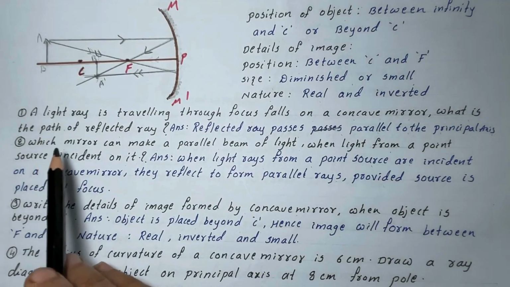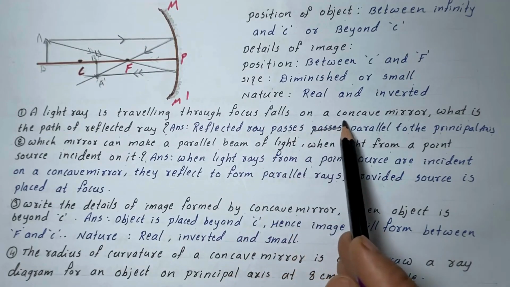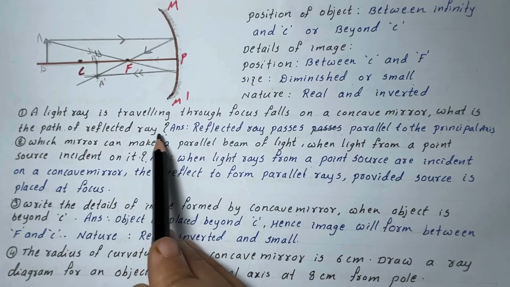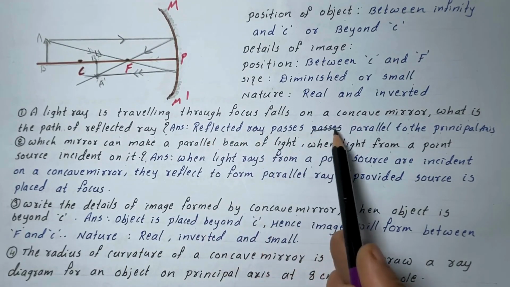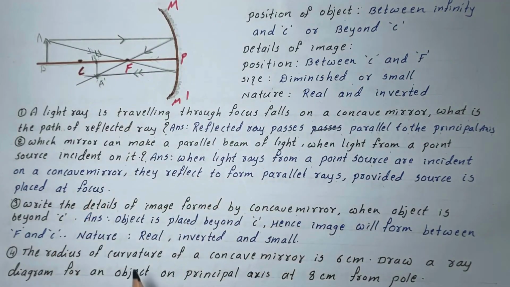On this concept, our questions are: a light ray traveling through the focus falls on a concave mirror. What is the path of the reflected ray? Our answer is: the reflected ray passes parallel to the principal axis.